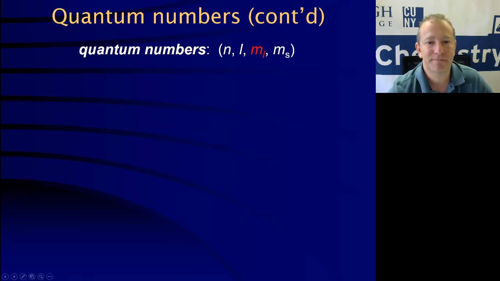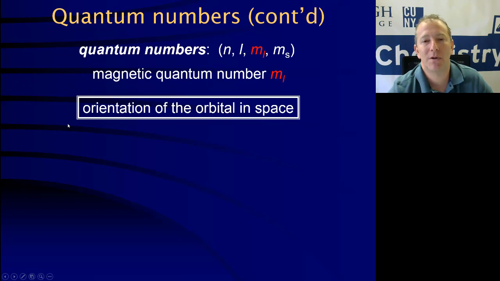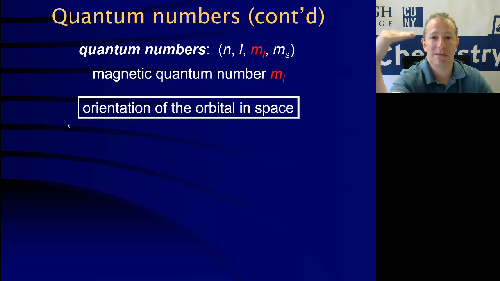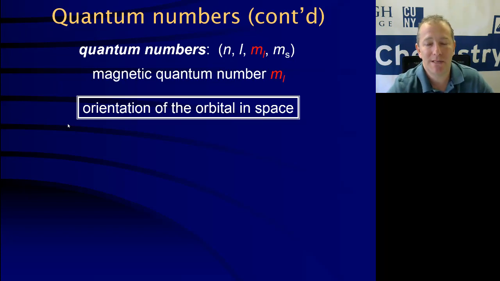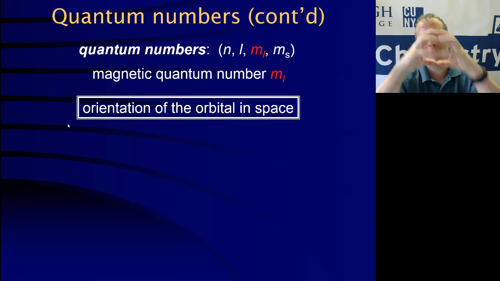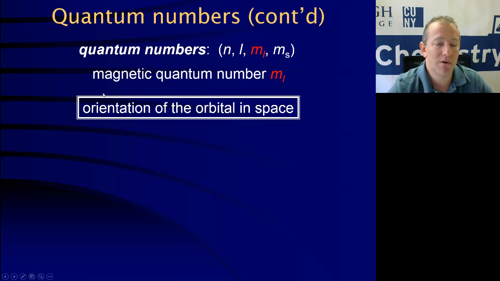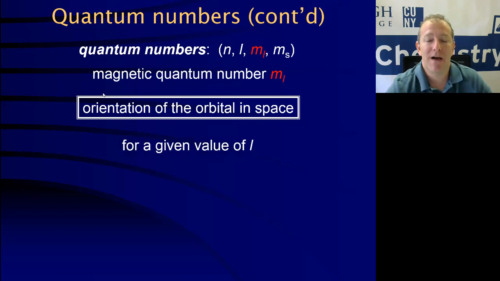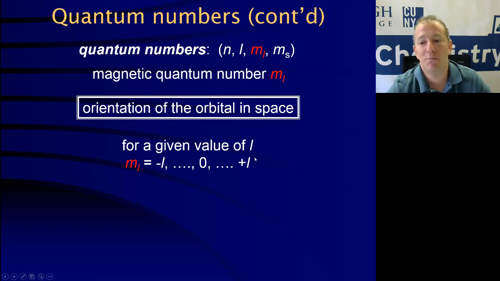Your choice. Next one is the m sub L, or ML. That is the magnetic quantum number. That is the direction of the orbital in space. Does the orbital point this way? Does it point that way? Which way is that orbital facing if it's directional? Some orbitals, a spherical orbital, would not be directional. But other shaped orbitals can point in a specific direction. The values of ML for any given L are from negative L to positive L in integer values.